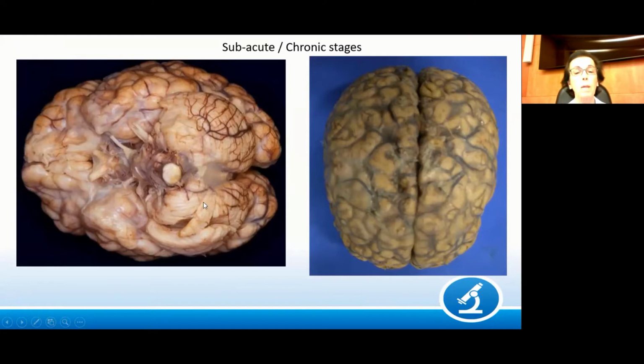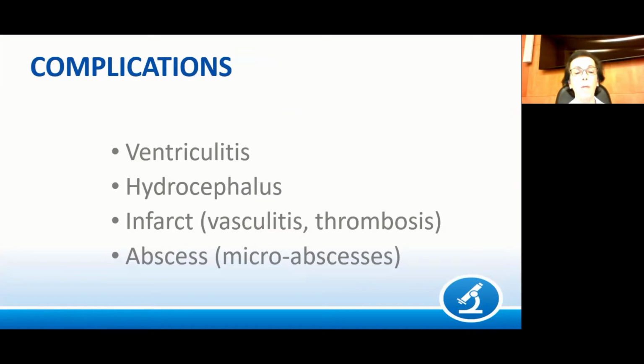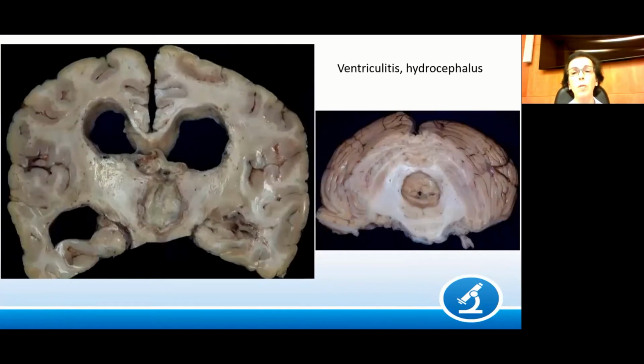So we can see this whitish or opaque surface of the brain. And of course there is sometimes some fibrosis which obstructs the CSF flow, and can cause one of the complications, which is hydrocephalus. But also in the acute stage, we can see ventriculitis. And this is a case of ventriculitis and hydrocephalus. This is an acute meningitis, where you can see there is pus inside the third ventricle, here inside the fourth ventricle, in the hydrocephalus.